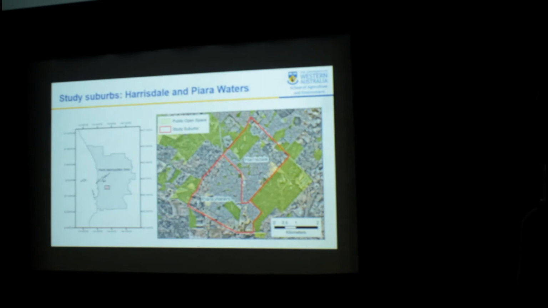So for our case study, we luckily found several suburbs in the Southern River catchment, Harrisdale and Piara Waters, and they were built after 2007. So they were subdivided, a lot of lots were sold, and then there was resale of houses, and there is good public open space infrastructure, and some of it is living stream because the topography, I guess, demands that there be good drainage in this area because it's low and it's flat.